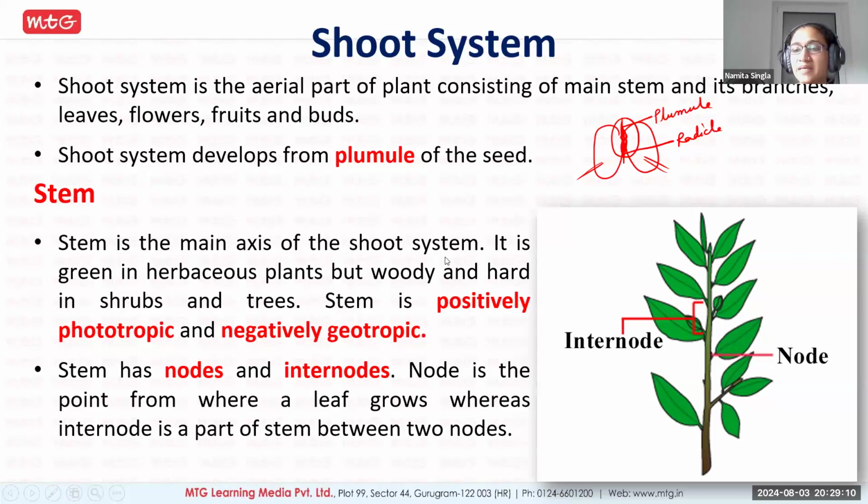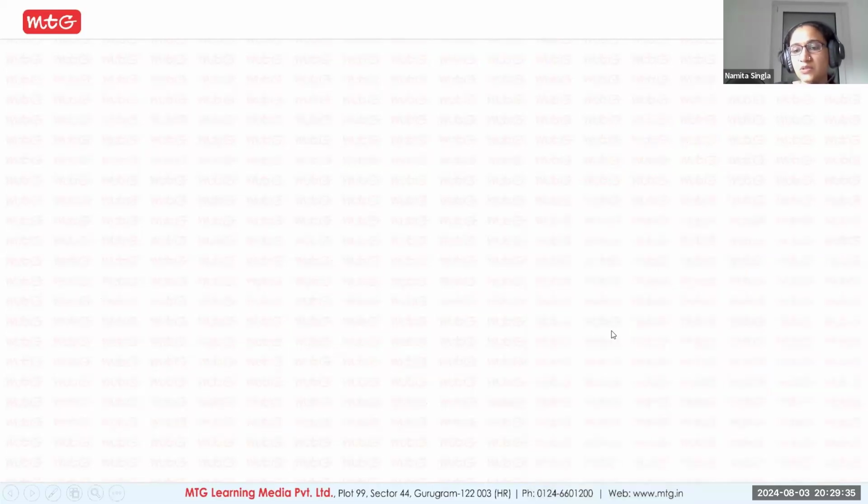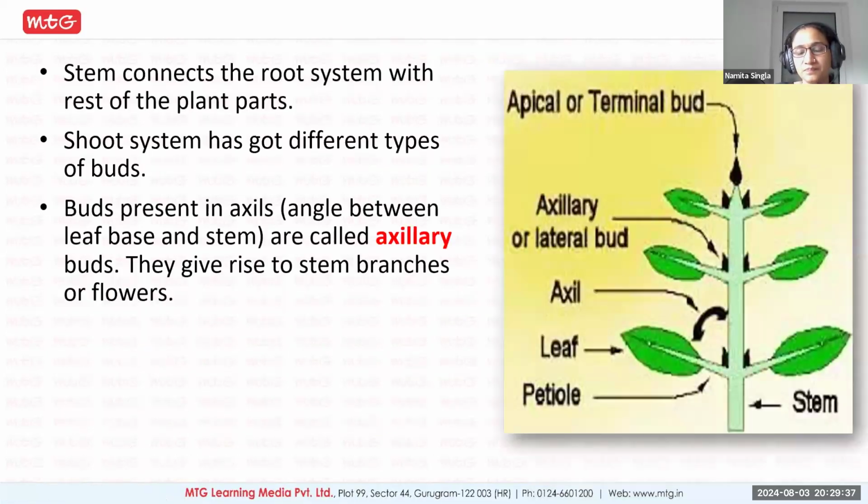Stem is the main axis of the shoot system. As I told you, stem is actually a part of the shoot. It is green in herbs, woody and hard in shrubs and trees, positively phototropic, negatively geotropic, and it has nodes and internodes. See, the nodes and internodes are clearly shown in this picture. Node is the place where a leaf grows or a branch arises. Leaf grows from a node region always. An internode is the distance between the two nodes. The gap between the two nodes is called the internode.